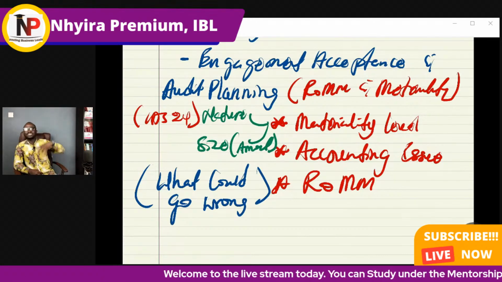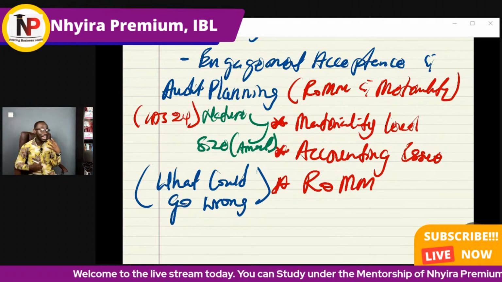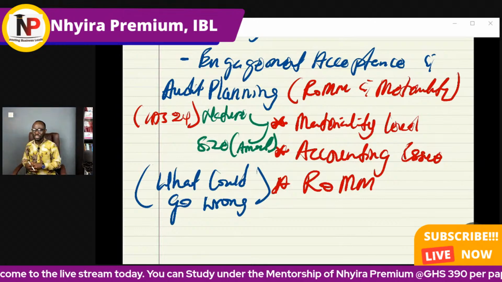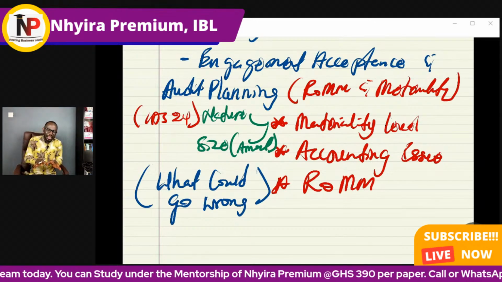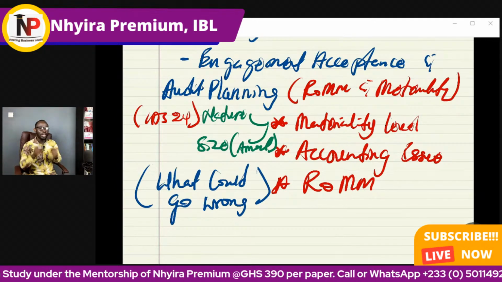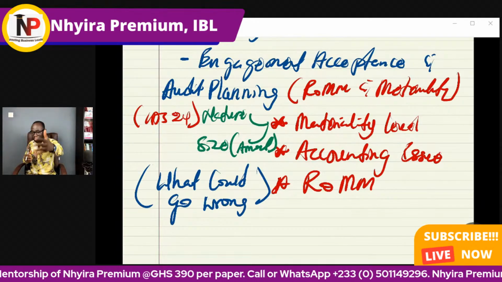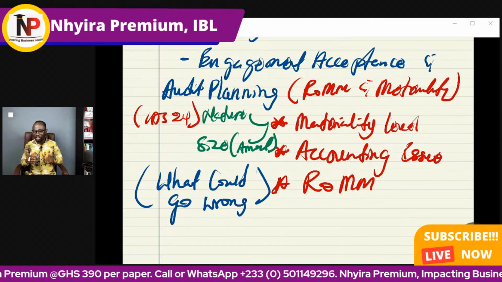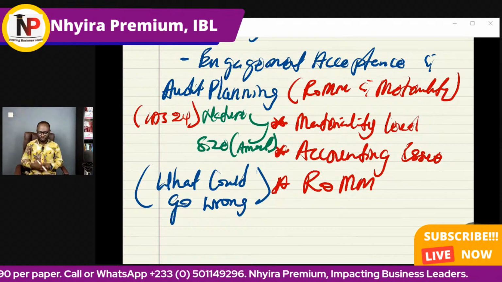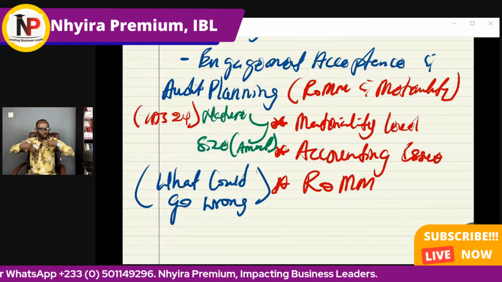It means that they have overstated the profit and understated the statement of financial position in terms of liability, because the government grant is supposed to go to the statement of financial position. The carrying amount of the government grant is supposed to go to the financial position as a deferred income. So what could go wrong?